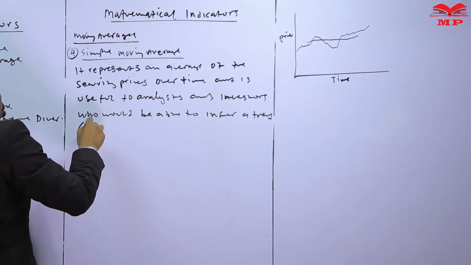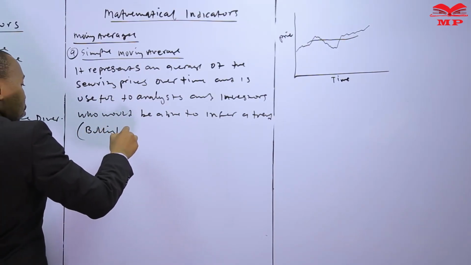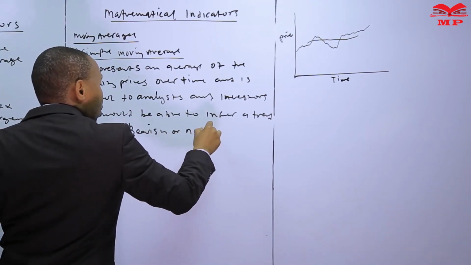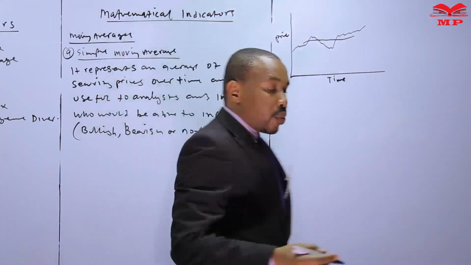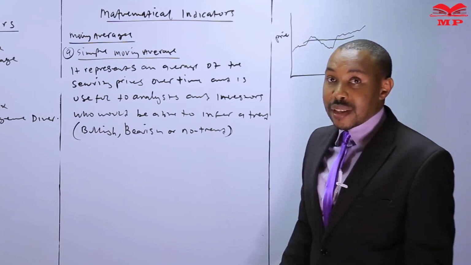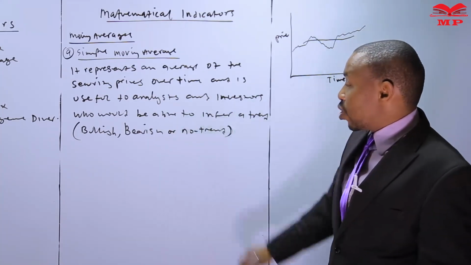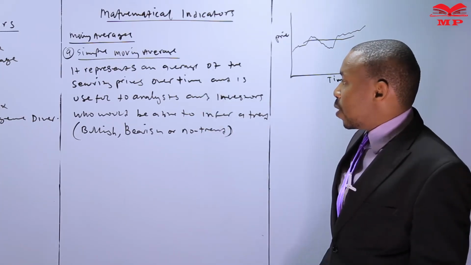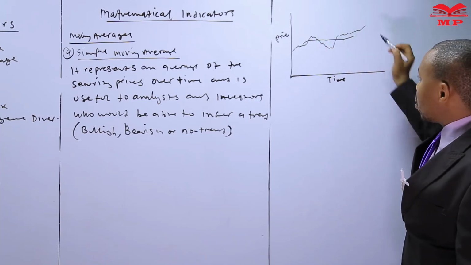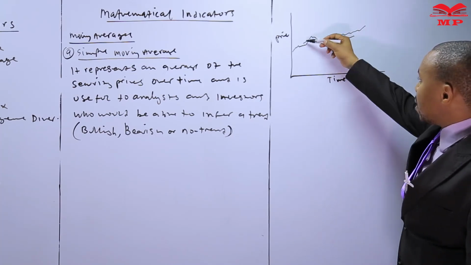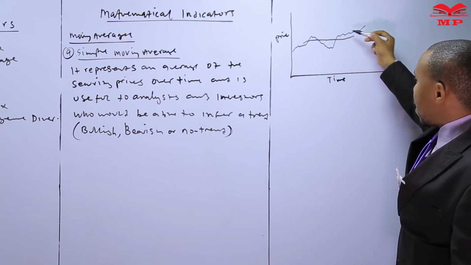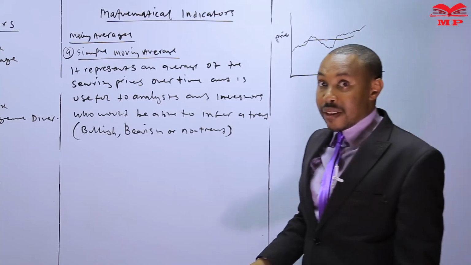Brackets, you can put bullish, bearish, or no trend. So we are saying that this can assist technicians as well as investors to infer either bullish, bearish, or no trend. Now this is very useful, especially when you want to determine the strength of a trend. In this case, you cannot infer anything because this represents the congestion area where it's oscillating, moving up and down. So you can't infer anything from that.